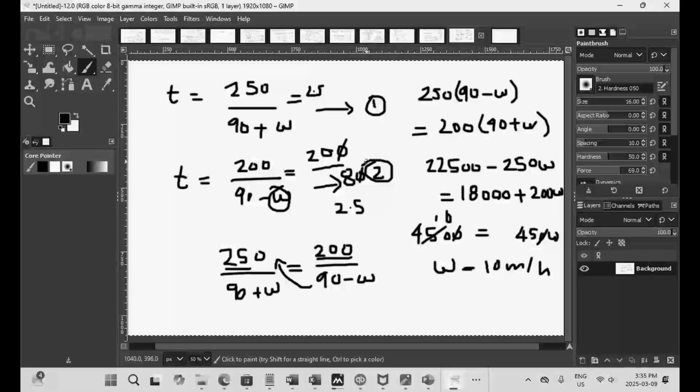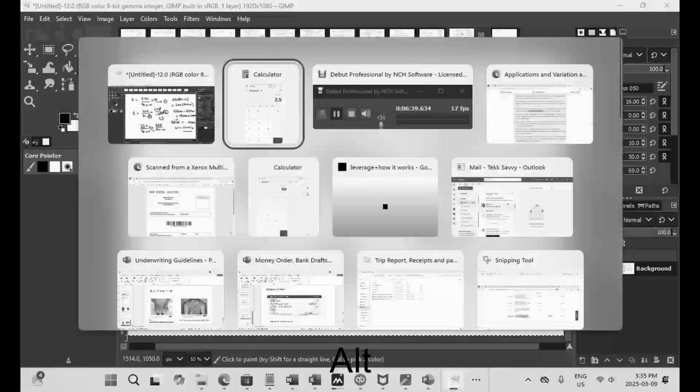So 2.5 over here, 2.5 over here. So 250 divided by 100 is 2.5, and this will be 2.5. So left-hand side equals right-hand side. All right, so this is basically how you solve for this equation, or this word problem rather.